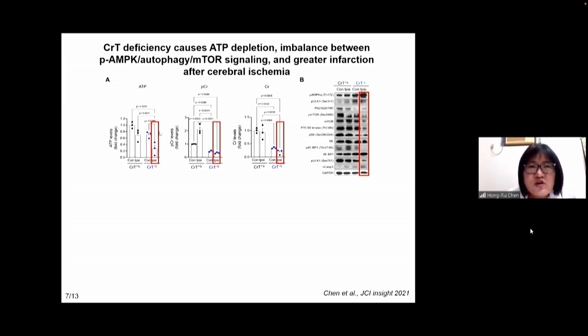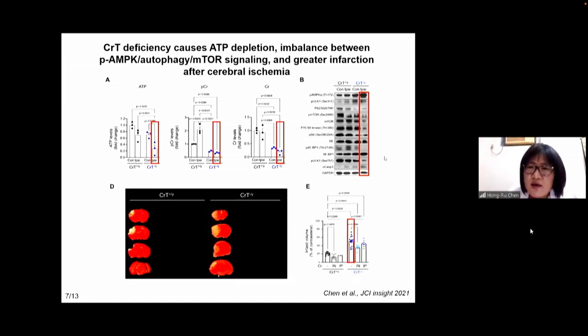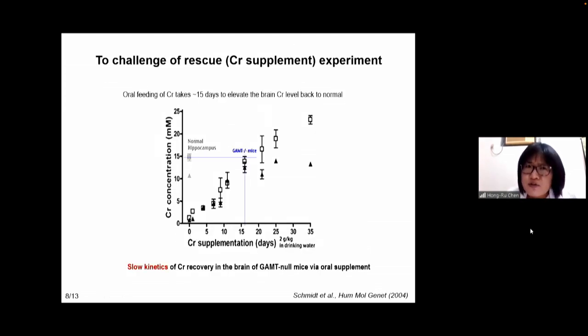As you can see here, after challenging with cerebral ischemia, for the creatine transporter neuromice, you can see an obvious reduction of the ATP level in the ipsilateral side. It will also cause autophagy and mTOR signaling pathway deficits. And if we look at the brain infarcts, as you can see here, for the creatine transporter neuromice compared to the wild type mice, after challenge with cerebral ischemia, we can see an obvious increase of the brain infarcts.